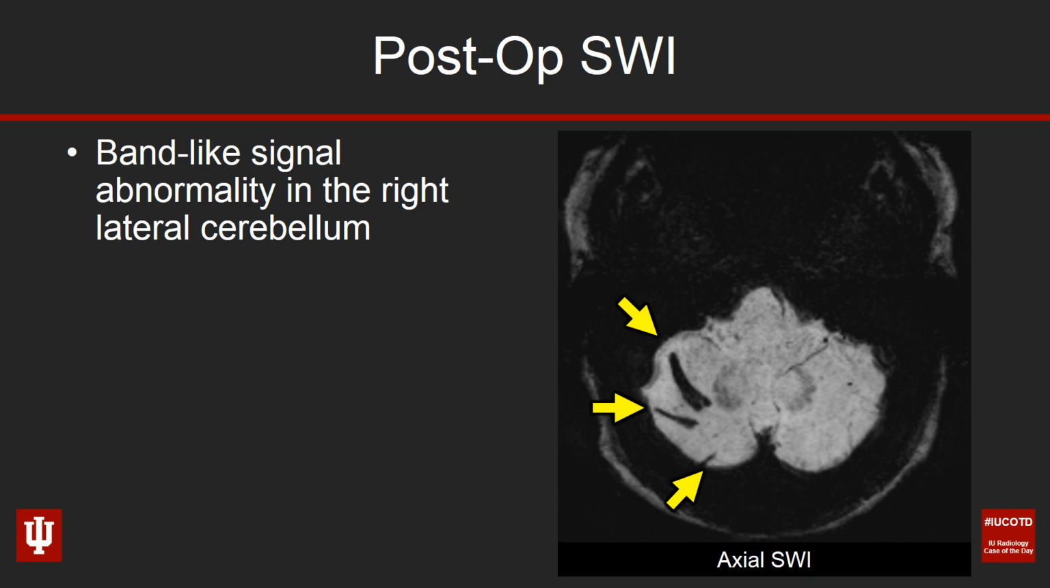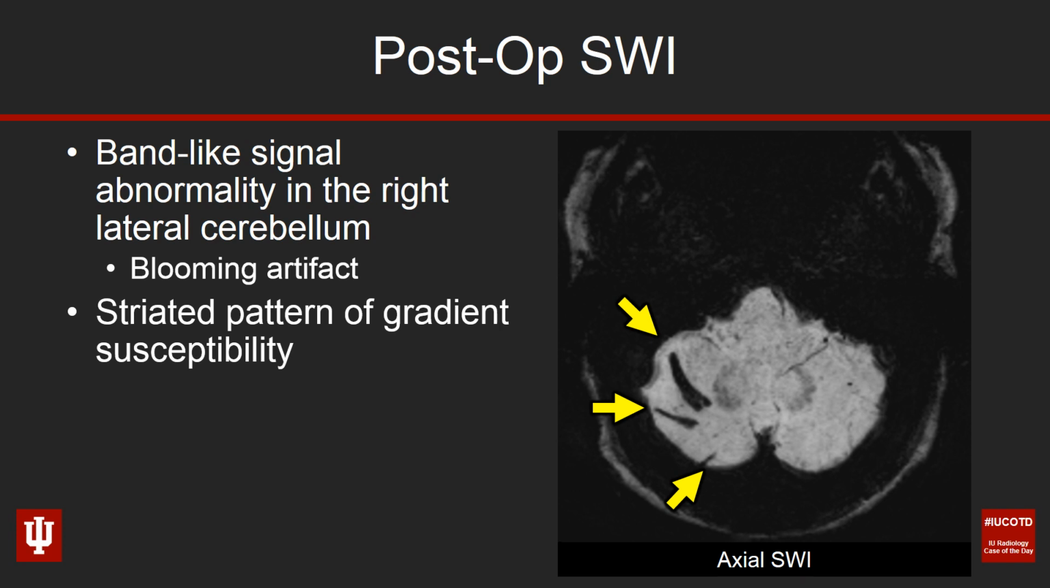Now this is a susceptibility weighted image, oftentimes referred to as GRE on steroids. It's just a very sensitive sequence for looking for blood products. And what we see here is a band-like area or band-like areas of signal abnormality in the right lateral cerebellum, denoted here by the yellow arrows. This is blooming artifact. This is gradient susceptibility with blooming artifact due to blood products. So we have this striated pattern of gradient susceptibility, and that's been referred to as the zebra sign because it looks like the striped coat of a zebra, the black and white coat here.